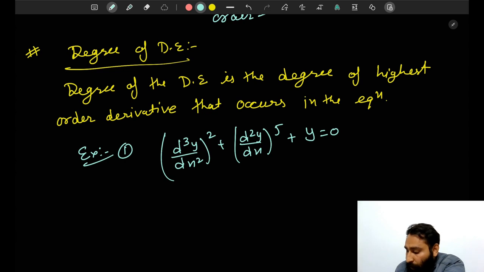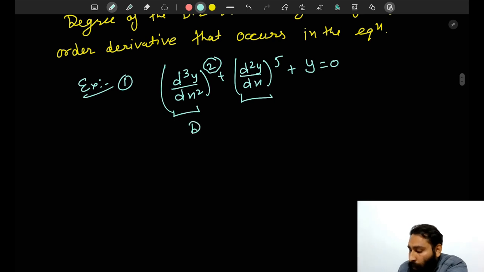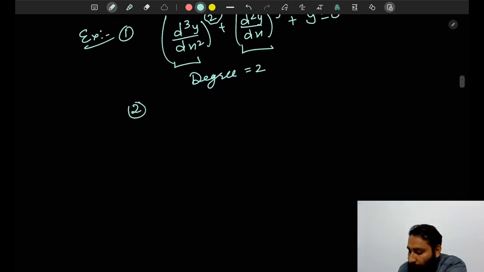In this differential equation, we see that this is the third order derivative, this is the second order derivative. So the highest order derivative is 3. Now we see degree. The degree of the highest order derivative is 2. So degree is equal to 2. Okay, now see one more example.